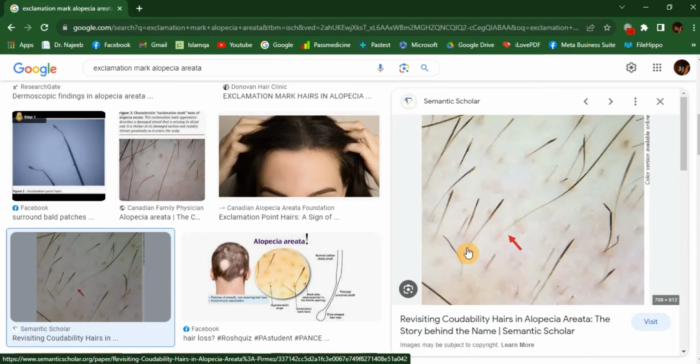So the linear line. The exclamation mark looks like a linear line. In case of alopecia areata, we will get this type of linear line. This is known as the exclamation mark.